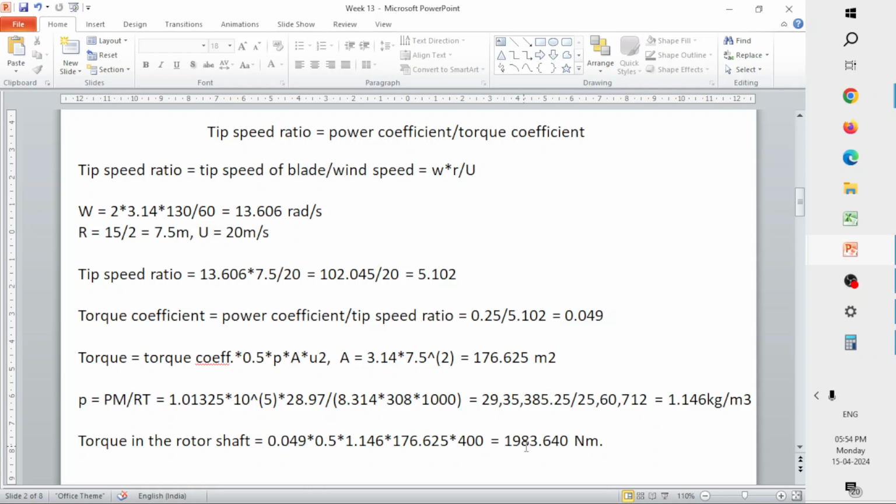Torque is nothing but the rotational force. When the wind is flowing, it imparts some amount of its kinetic energy, and that energy has to rotate the rotor. That rotational force in your rotor is called torque. Torque is nothing but a rotational force.